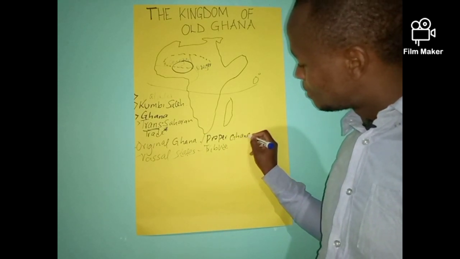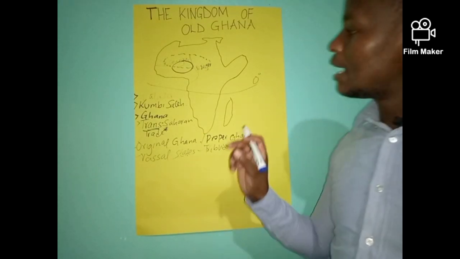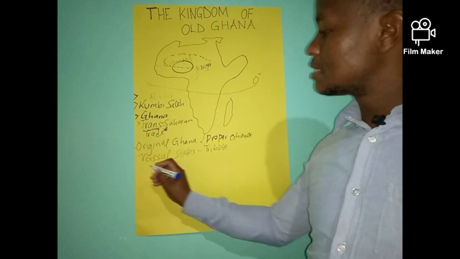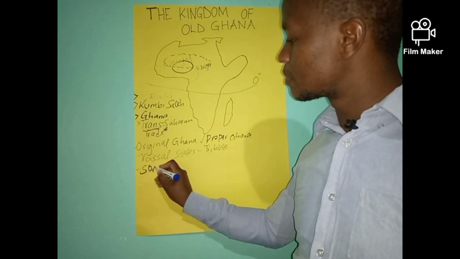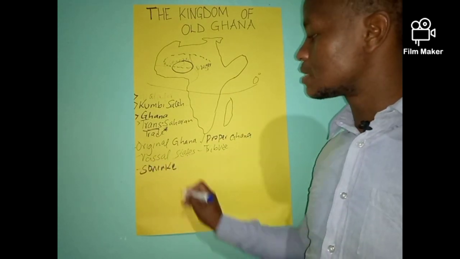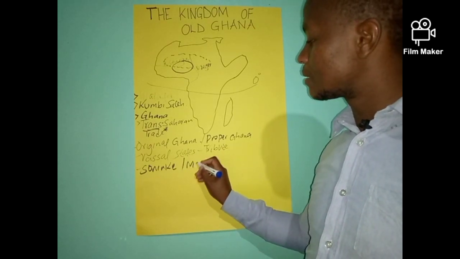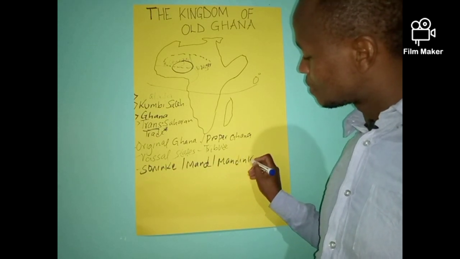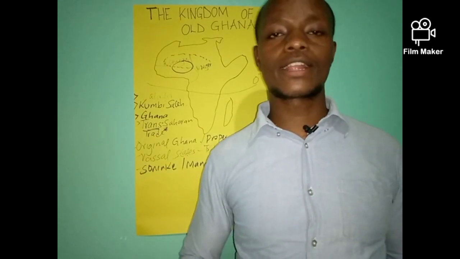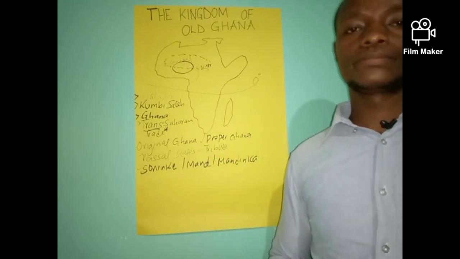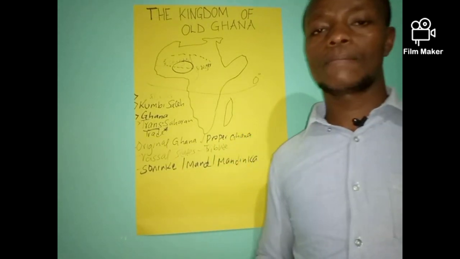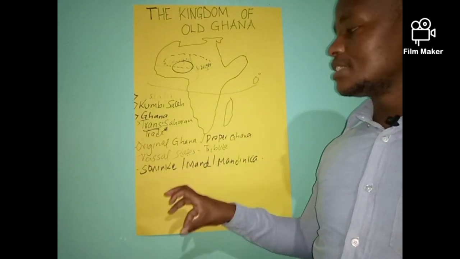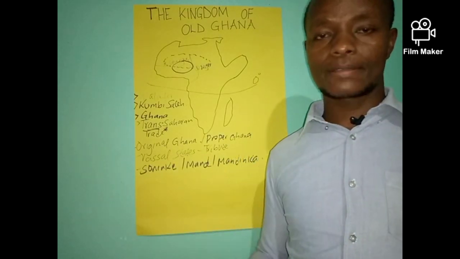I think it is very important before we proceed to identify the founders of this kingdom. These are the Soninke. The Soninke are the founders. The Soninke are the Mande or the Madinka. These are the people of West Africa. You know them: the Susu, the Bambaras, are the Mande speakers. So the Soninke were the original founders of the old kingdom of Ghana.